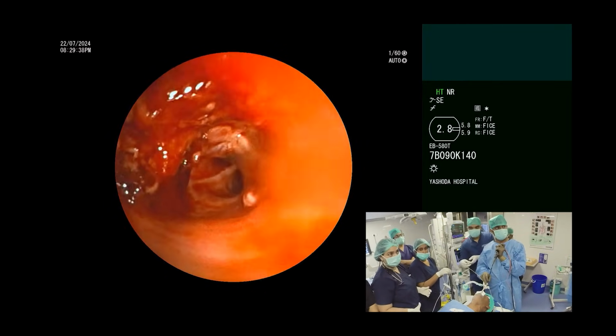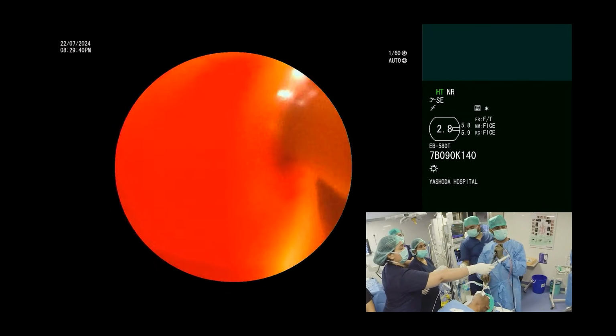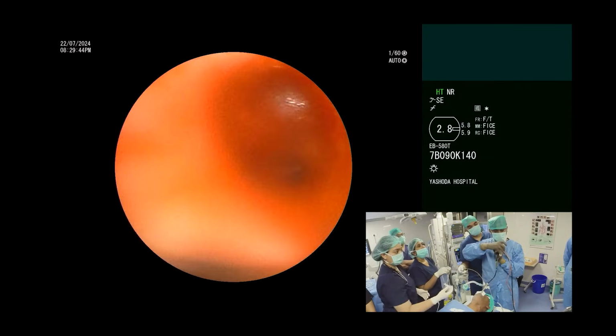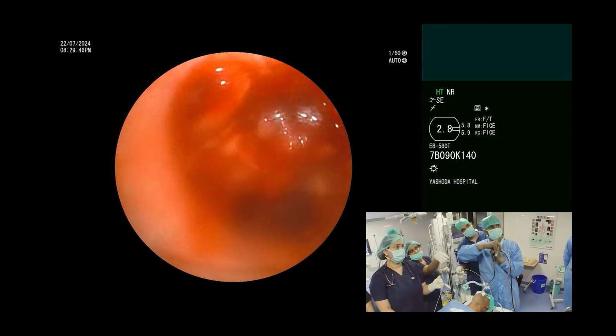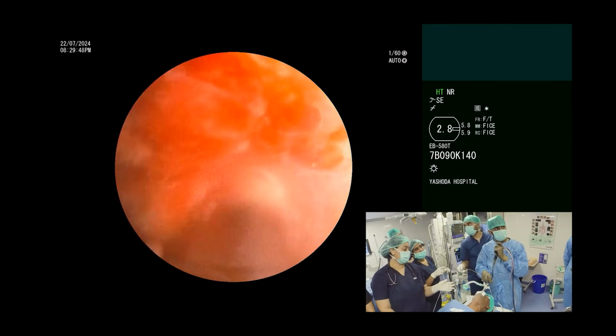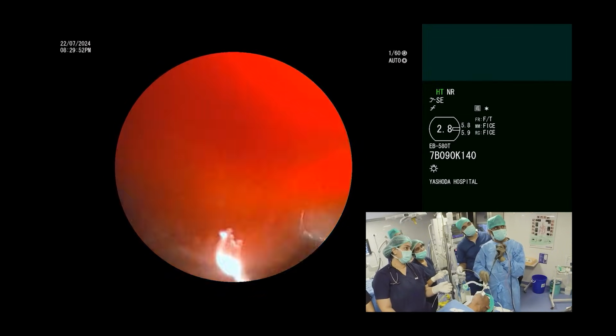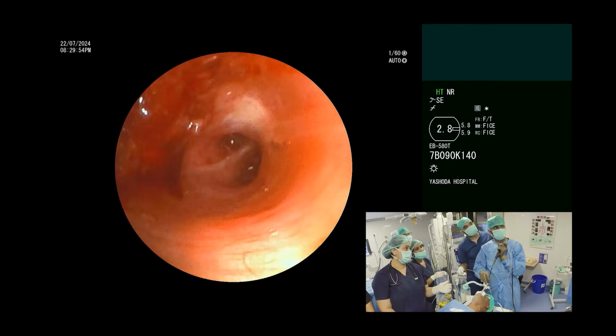Now I have removed the tumor and I am reintroducing my bronchoscope, and you can see that there is some residual tumor, but we are able to recanalize some subsegments of the airway. So I am suctioning out all the secretions. I'm instilling some saline to remove all the post-obstructive secretions which are present inside the airway.